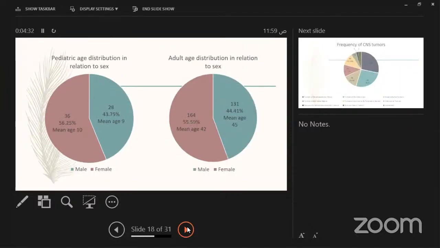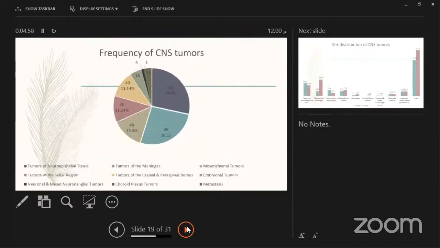In the adult group, the most predominant sex was female, 55%, while male was only 44%. The same in the pediatric group. This is different from most of the literature, which mentions that CNS tumors are more common in males than females, but in our study we find they are more common in females than males. Here is the distribution of the CNS tumor categories, not specific entities.